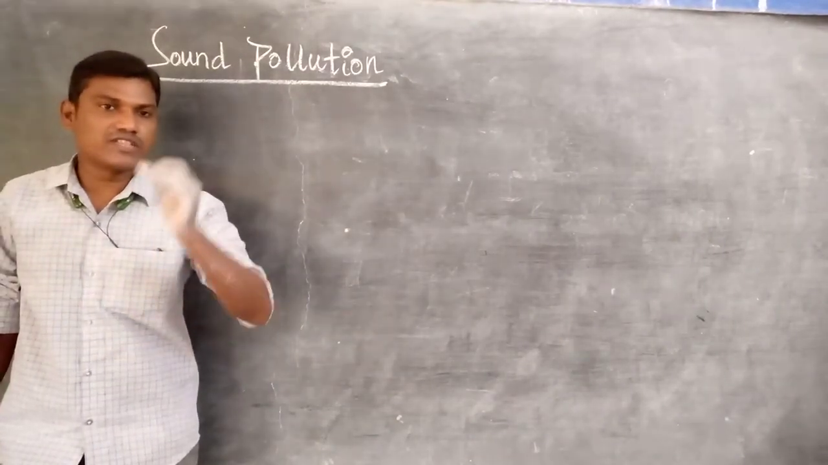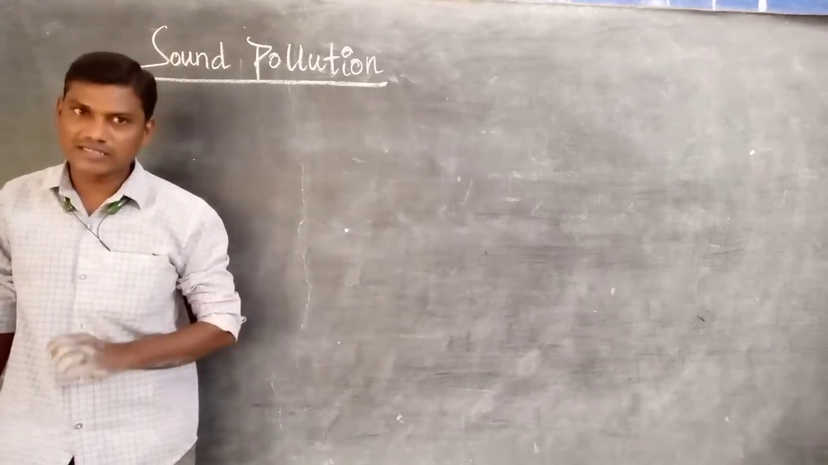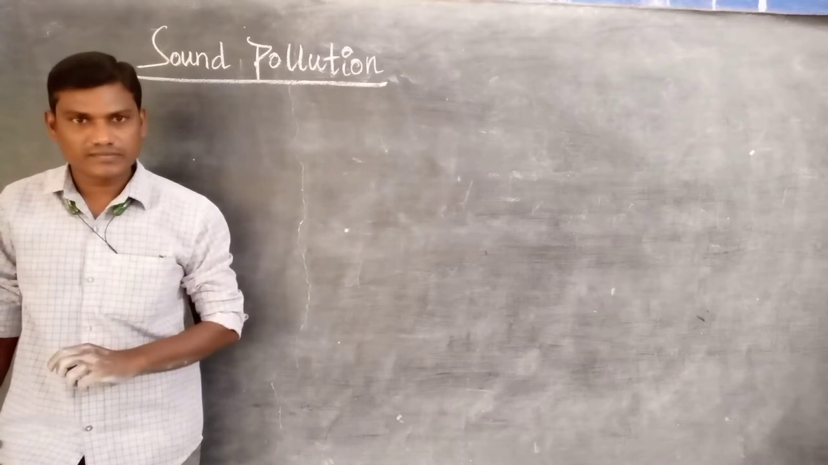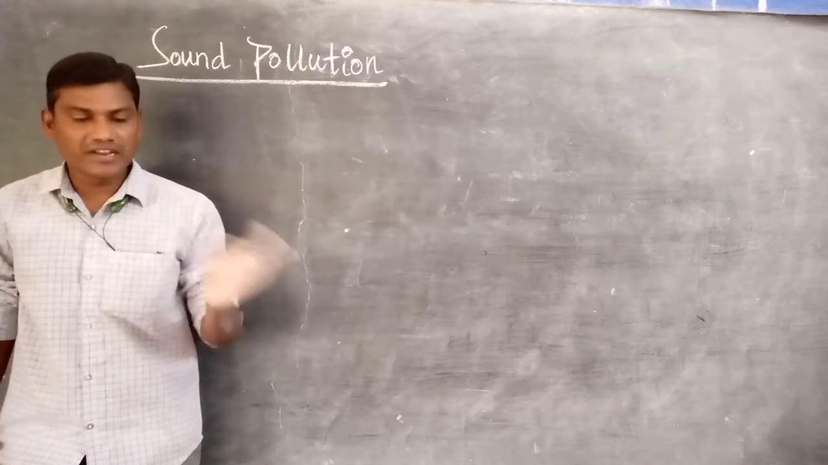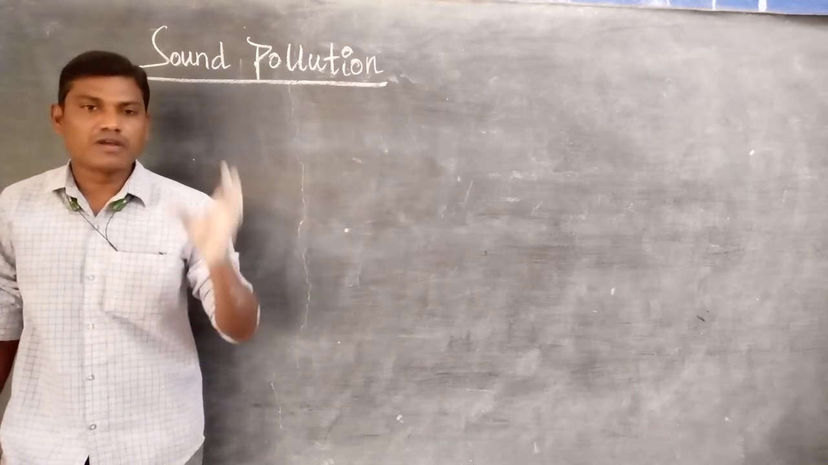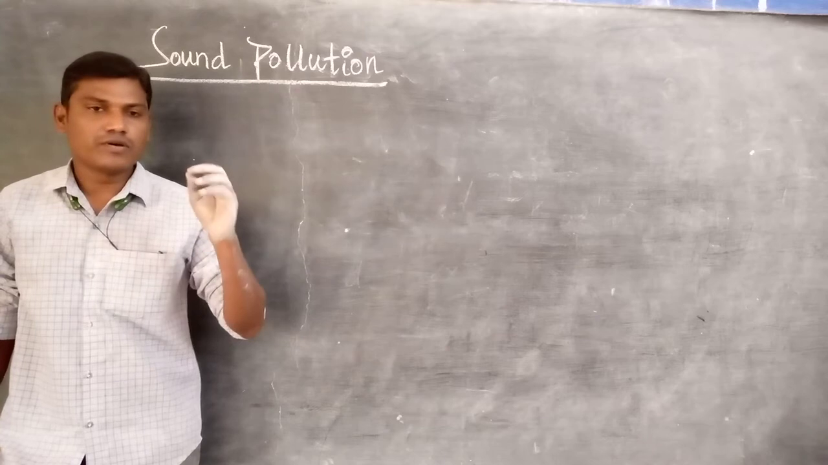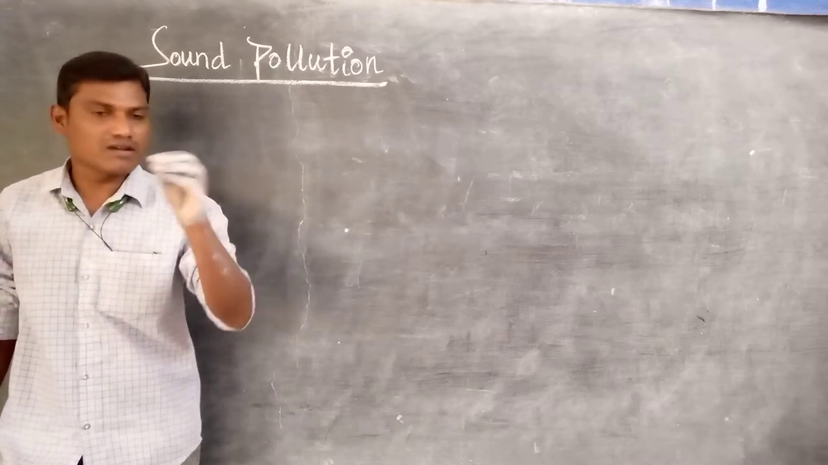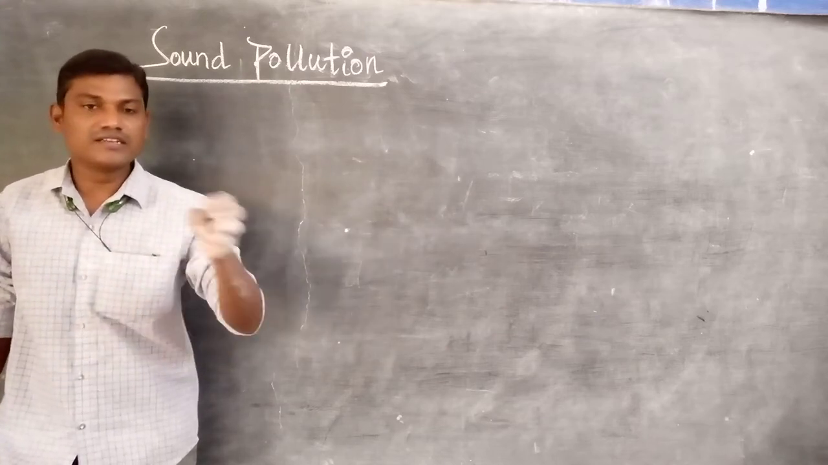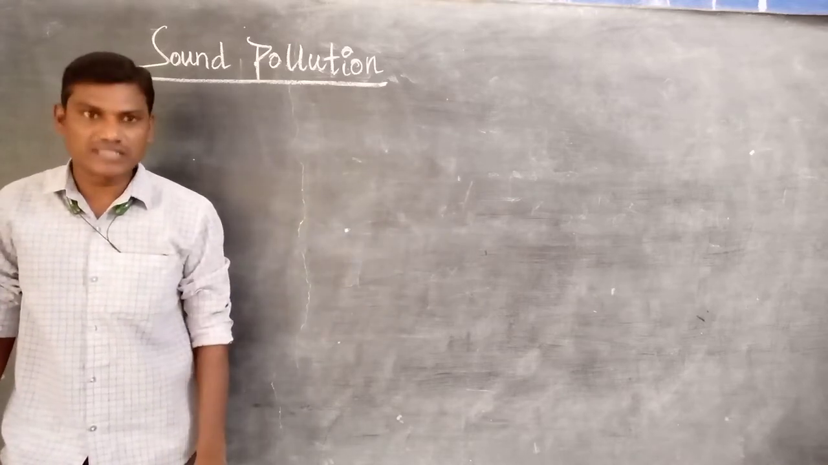So a loudness of sound of more than 80 decibels causes sound pollution. During traffic, near the railway station, near the airport, next at the factories, and music, rock concerts, and DJ parties, these are the main areas where sound pollution is there.